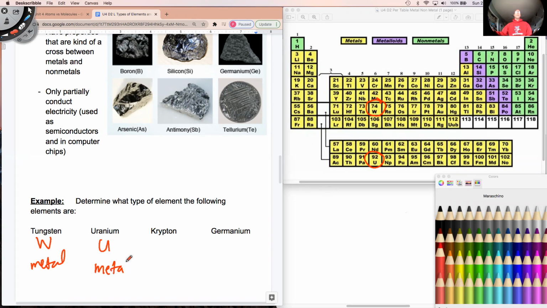Why don't you try the next two on your own? Krypton and germanium. I'll show you that krypton is right here and germanium is right there. So I'll let you work those out. Perfect, so let's take a look. What'd you come up with? Krypton has the symbol of Kr, and krypton is a nonmetal. And germanium, which is purple, has the abbreviation of Ge, and that is a metalloid. Two L's. Metalloid. Okay.